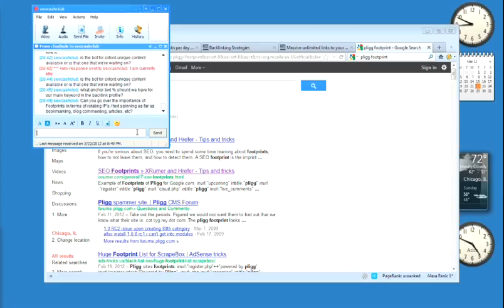Can you go over the importance of footprints in terms of rotating IPs, text spinning as far as bookmarking, blog commenting, articles, etc.? Okay, let's talk about rotating IPs.